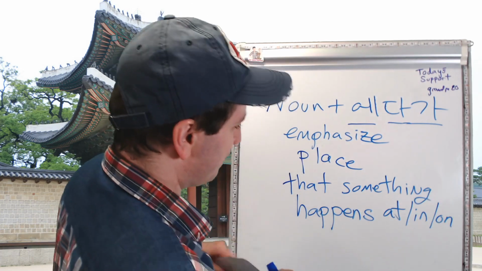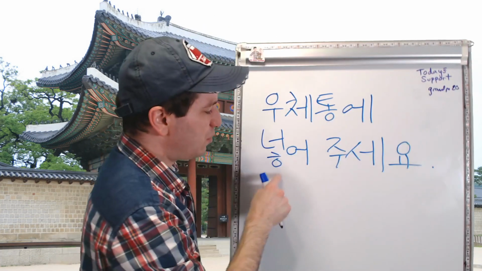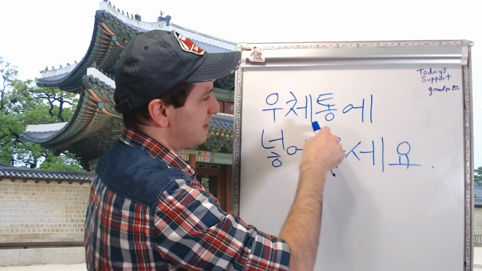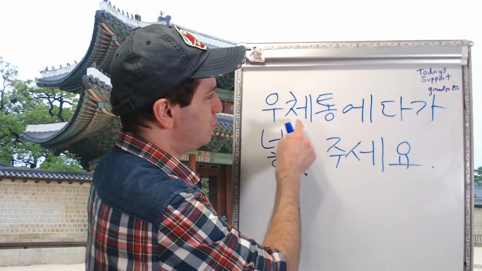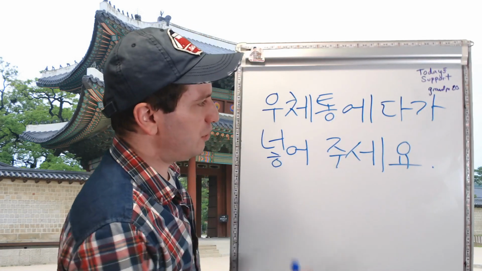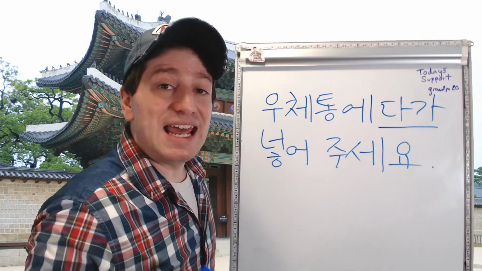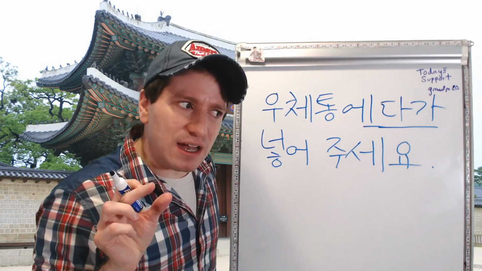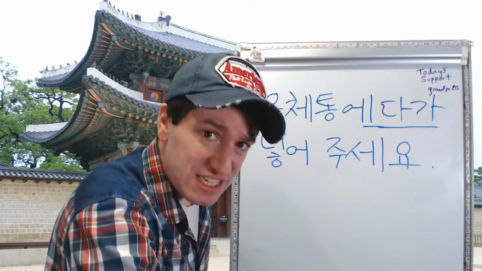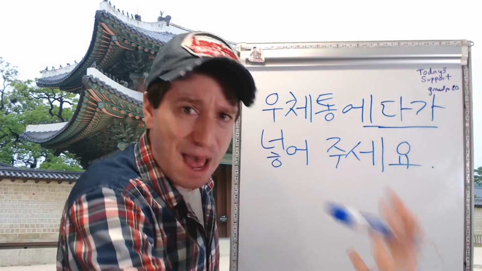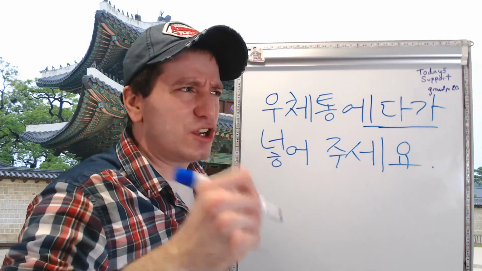I'll give you an example. 우체통에 넣어주세요. So please put it in to the 우체통. 우체통 means mailbox. You could also say this. 우체통에다가 넣어주세요. Please put it into the mailbox. So what does this 다가 mean? It emphasizes that meaning of into, onto, but it shows emphasis where something is happening, where something is going to. So where something is going to affect.